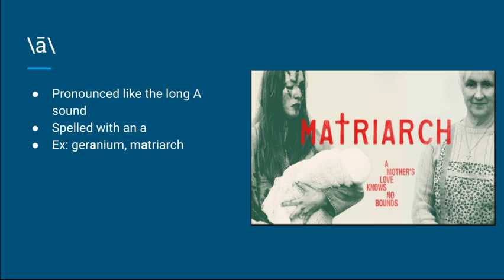Next, we have the a sound. The a sound is pronounced like the long a sound. So the long a sound is spelled with a. For example, geranium and matriarch. So this is another straightforward one. The long a sound is spelled with a.